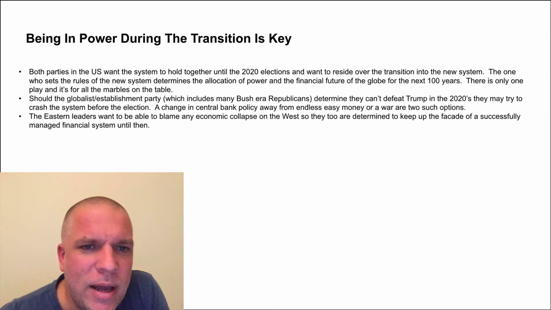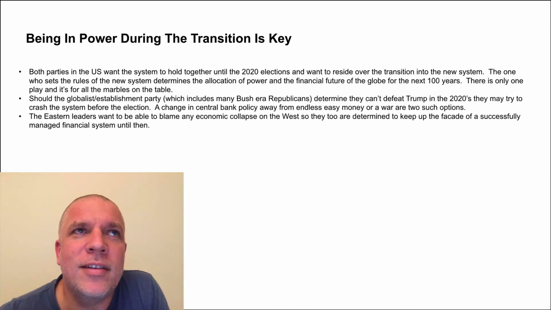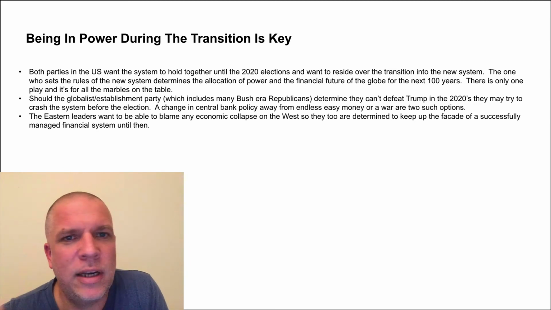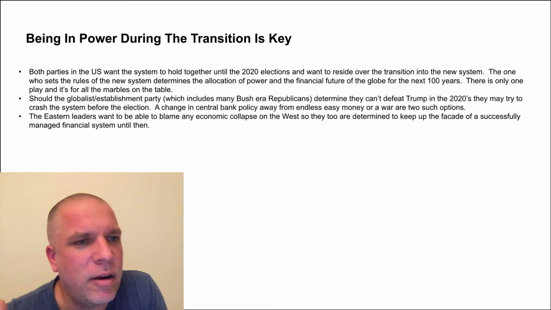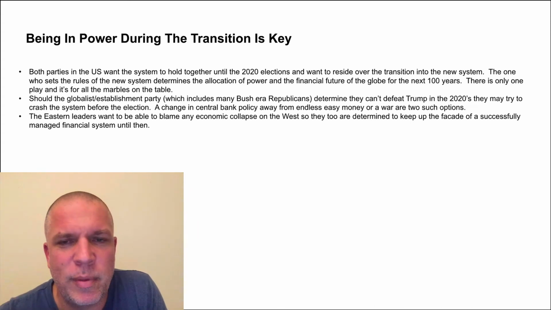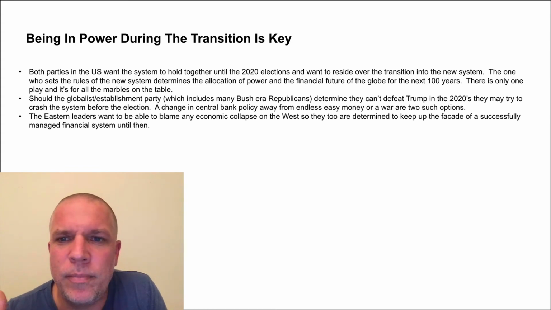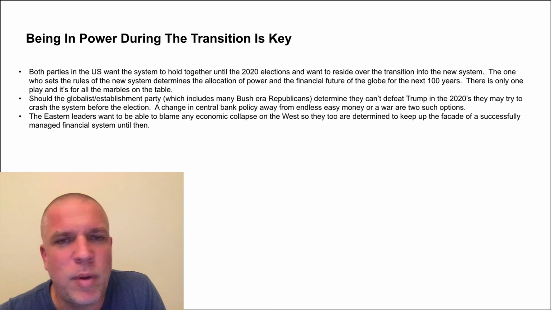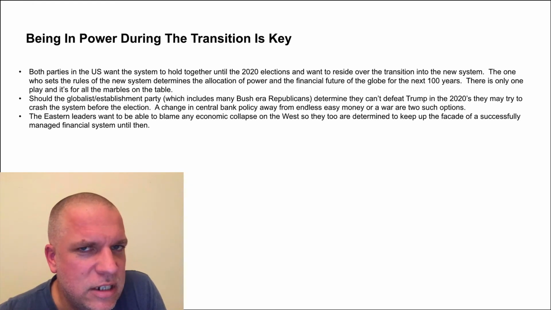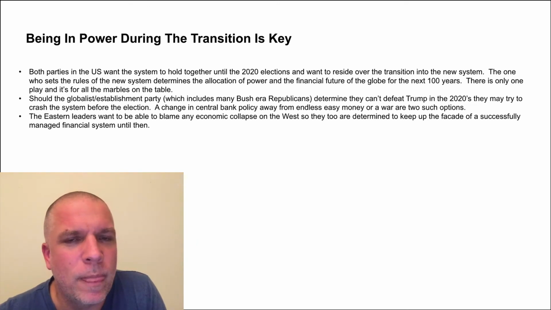So both parties in the US, particularly, need a system to hold together. The Trump administration doesn't want to see the system collapse until he gets re-elected. But likewise, the current financial ruling class can't have the system collapse until they're likewise in power to manage this new transition. If this thing falls apart too early, from Trump's point of view, his administration might be elected out if the economy fails. From the current financial ruling class's point of view, their corruption might be exposed and the cat might be out of the bag.